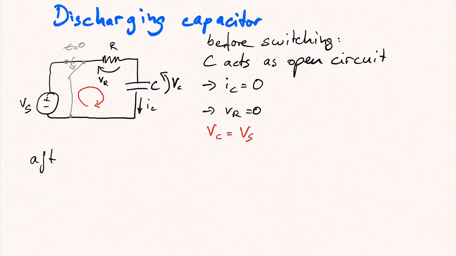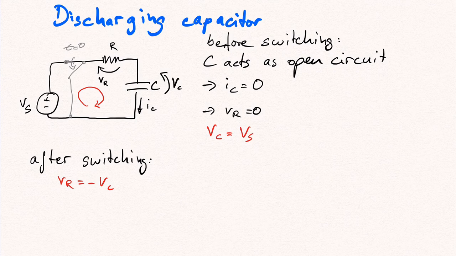Now let's have a look at what happens after switching. If we apply Kirchhoff's voltage law around this circuit again, we see that VR equals minus Vc. Since we know that the capacitor voltage has to be continuous, we know that the voltage across a capacitor just before and just after switching has to be exactly the same. So Vc at 0 plus, which is the time just after switching, has to be the same as Vc at 0 minus, which is just before switching, for which we know that it is Vs.